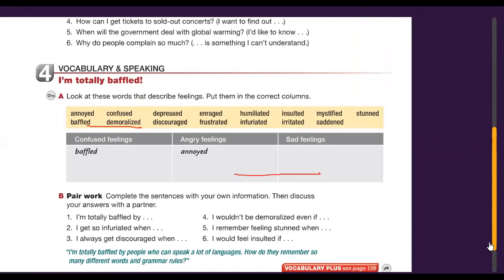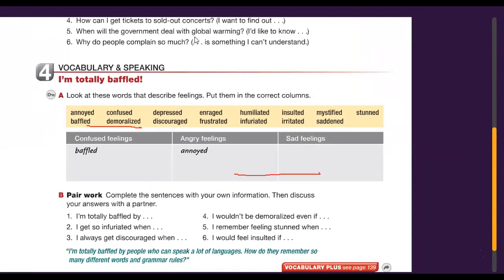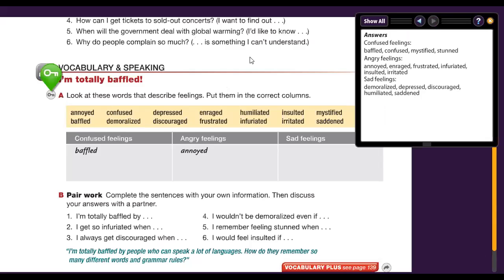So now we're gonna go, just to conclude this unit, to the vocabulary section. Let me erase this. All right. Now, as you see here, we have the collocations of these expressions. We have confused feelings: baffled, confused, mystified, stunned. Angry feelings: annoyed, enraged, frustrated, infuriated, insulted, irritated. Sad feelings: demoralized, depressed, discouraged, humiliated, and saddened. Okay, we will work with the vocabulary plus now.